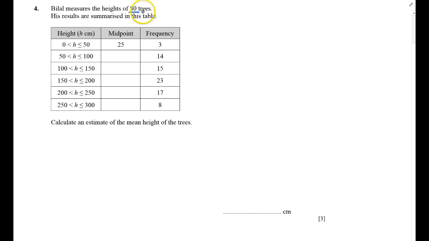Okay, we measured 80 trees altogether, and these are the results. You've got to calculate an estimate of the mean height. The mean height means the total divided by how many there are.